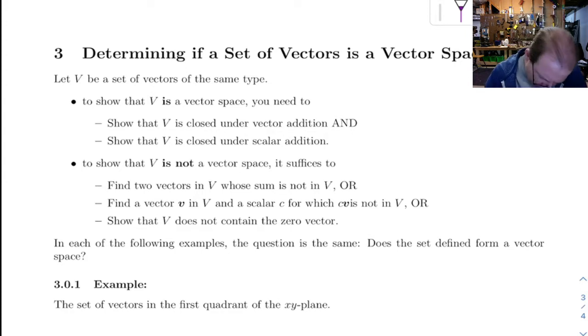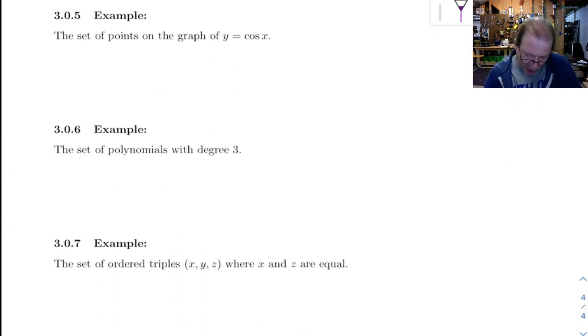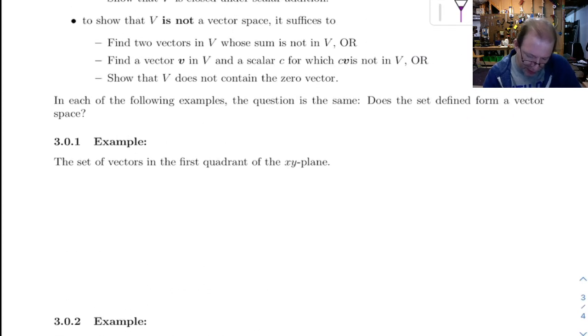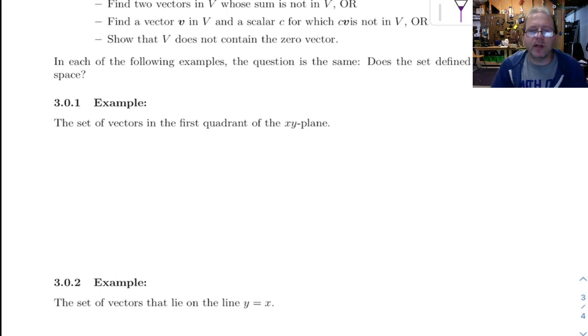So what I want to do here is go through a bunch of examples and talk about whether or not the vectors that we're looking at, these sets, constitute a vector space. Some of these we're going to do algebraically, some we're going to do geometrically, but let's just start looking at them. Okay, this first thing says the set of vectors in the first quadrant of the xy plane.